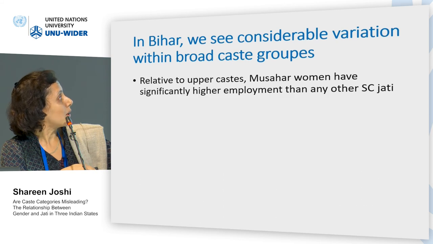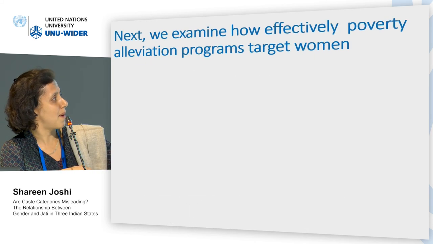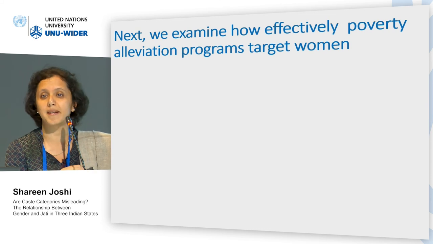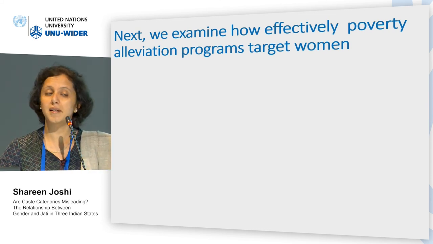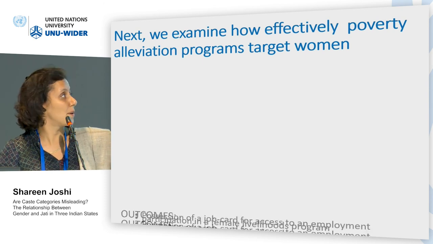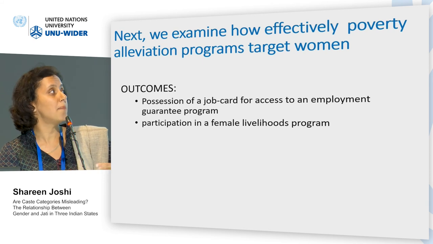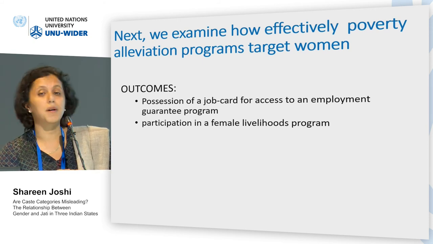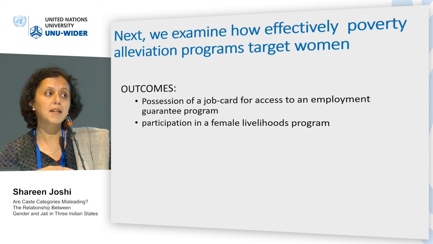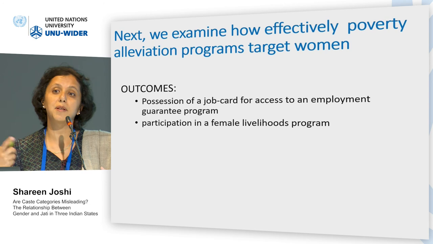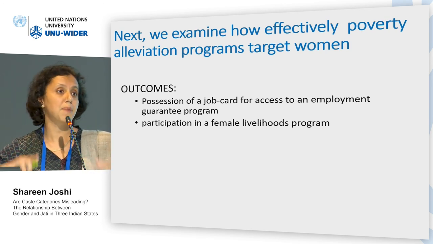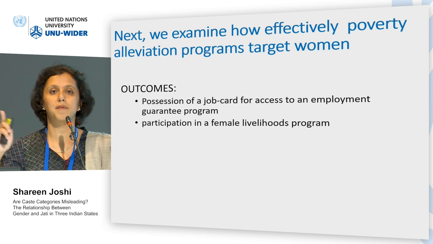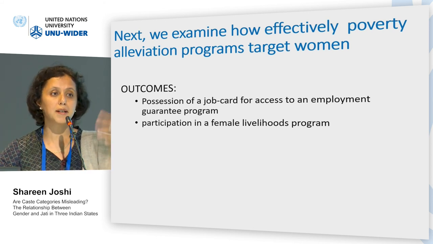All right, so I've said this verbally, so I'm just going to skip it. We can come back to it. And in the last 5 minutes I have, I want to show you how this might affect policy. India has some very large scale poverty alleviation programs that are probably well known in this group. So we take one of them, the MGNREGA program, and our dependent variable is the possession of a job card for access to this program. As a second outcome, we look at participation in a female livelihoods program for which this survey was a baseline. This is the World Bank livelihoods program, broadly defined in India under the umbrella of the National Rural Livelihoods Mission.